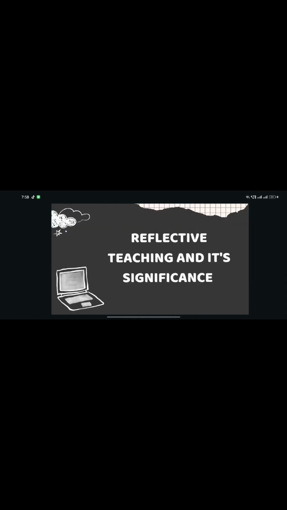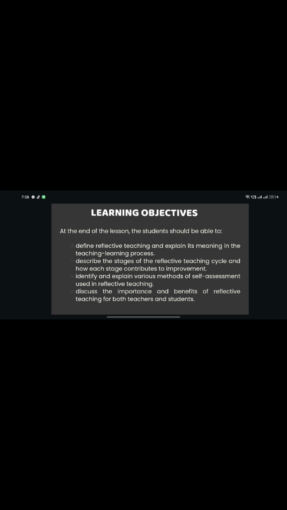So our topic for today is all about reflective teaching and its significance. So the learning objectives. At the end of the lesson, the student should be able to define reflective teaching and explain its meaning in the teaching learning process. The second one is describe the stages of the reflective teaching cycle and how each stage contributes to improvement. The third one is identify and explain various methods of self-assessment used in reflective teaching. Discuss the importance and benefits of reflective teaching for both teachers and students.